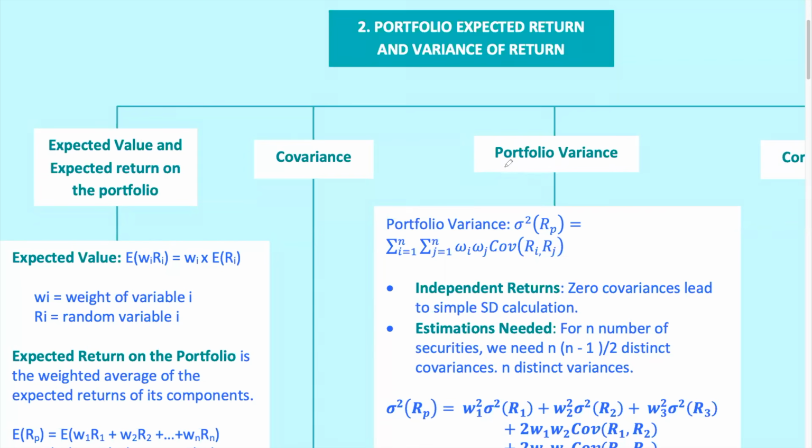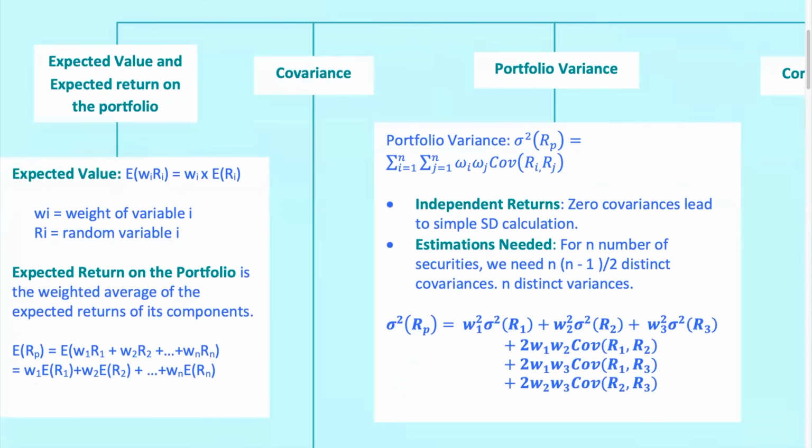Portfolio variance measures the risk of the portfolio. The variance for a 3-asset portfolio is decomposed into 3 variance terms and 6 covariance terms. The order of variables in covariance does not matter.